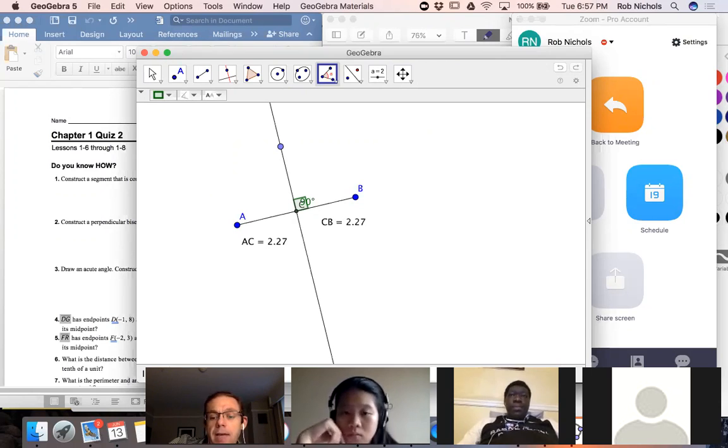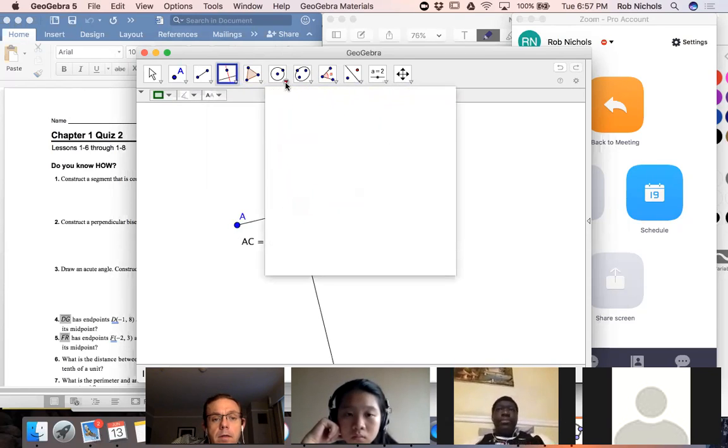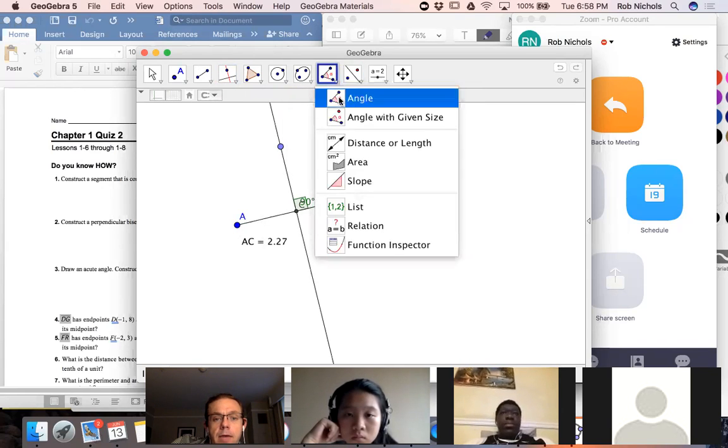So anytime on your homework that I ask you to draw anything, you can use this software, GeoGebra. So let's try one more. The other one was the angle bisector, right? So let's draw an angle. Let's see if I can draw an angle. Okay, here's an angle.